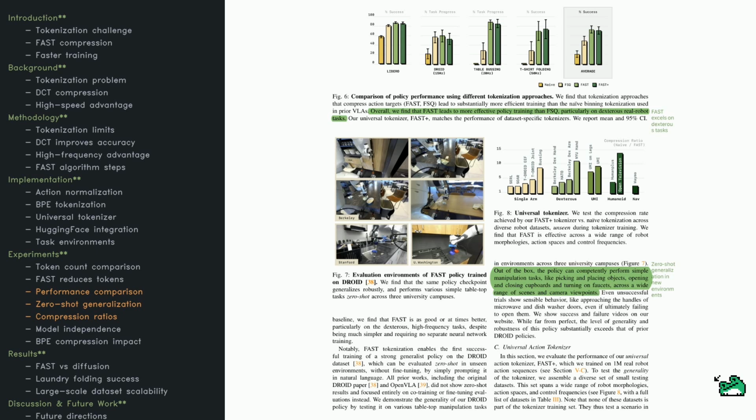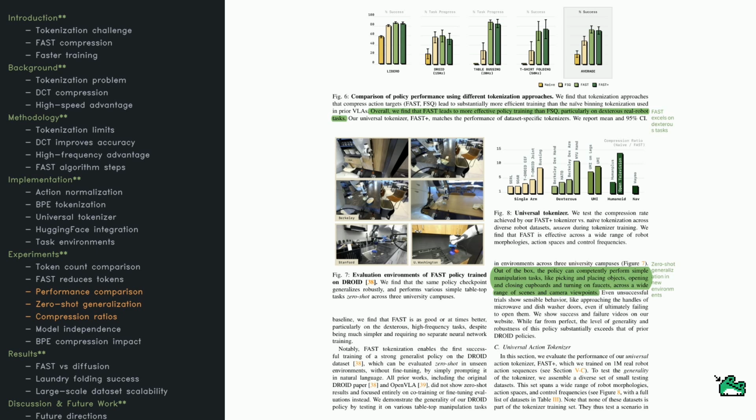Moving on to Figure 7, we see how a DROID-trained policy using FAST generalizes across different university labs, all with 0 extra training. The robot can pick up items, open drawers, and turn faucets using natural language prompts in unseen environments at Berkeley, Stanford, and the University of Washington. That's a strong testament to FAST's robustness.